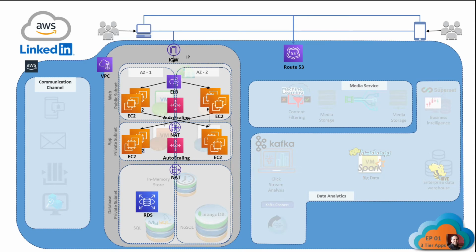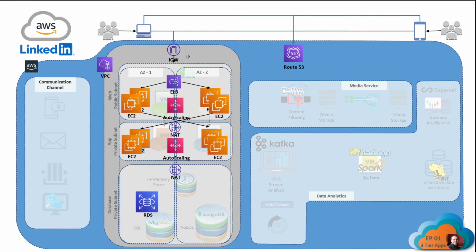With just a few clicks, Amazon RDS provides you with 6 familiar database engines to choose from, including Amazon Aurora, PostgreSQL, MySQL, MariaDB, Oracle database, and even a Microsoft SQL Server.